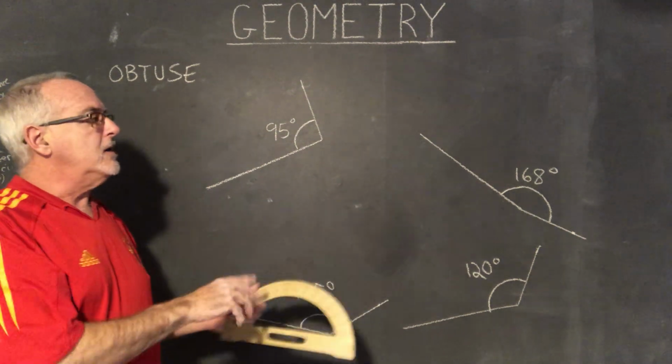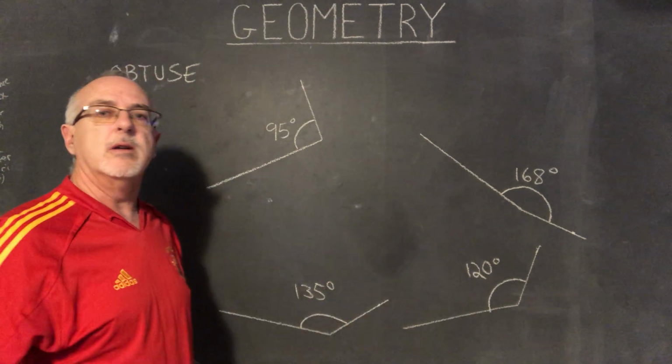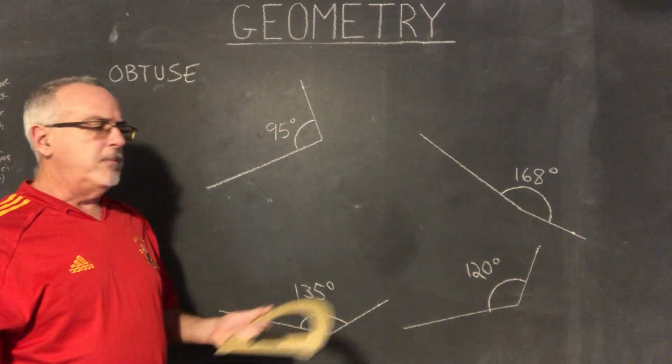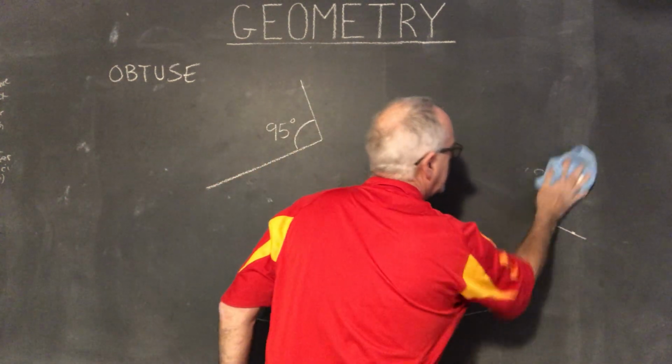So what I'm going to do is draw some angles where I don't draw them to a set degree. I'm just going to draw two lines that connect, and then we'll measure the angle that the lines form between them. Erase.